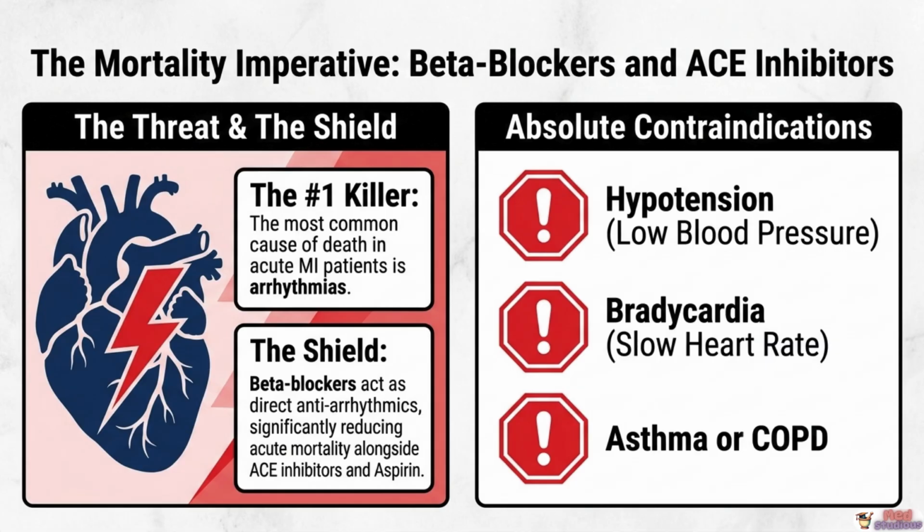Beta blockers are absolutely contraindicated in the presence of hypotension, systolic blood pressure below 90 millimeters of mercury, bradycardia, heart rate below 60 beats per minute, and active bronchospasm in asthma or COPD, where beta-2 receptor blockade can precipitate fatal bronchoconstriction. Administering a beta blocker to a bradycardic hypotensive STEMI patient can precipitate cardiogenic shock.